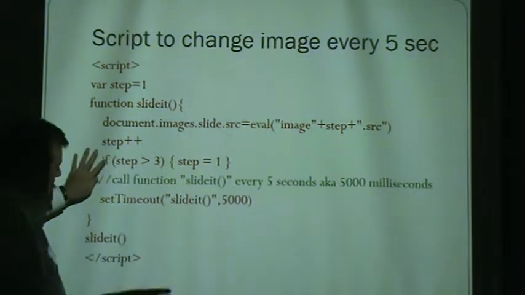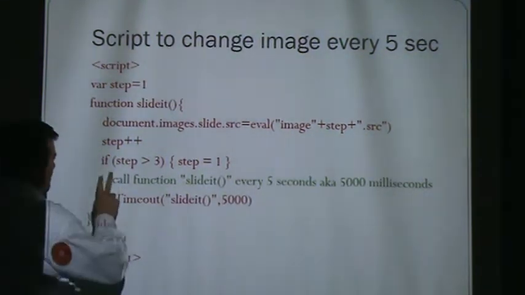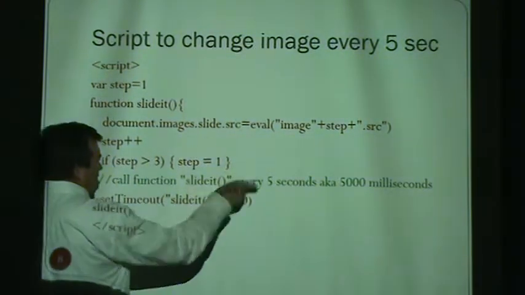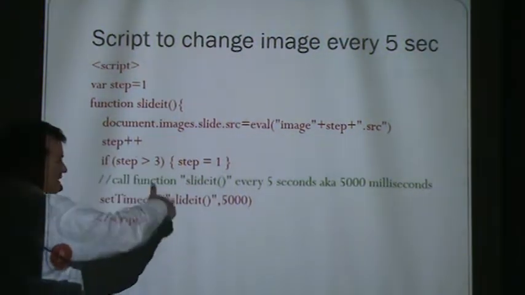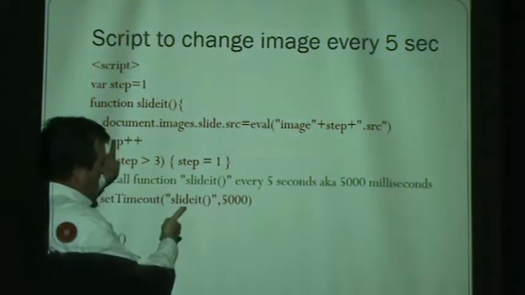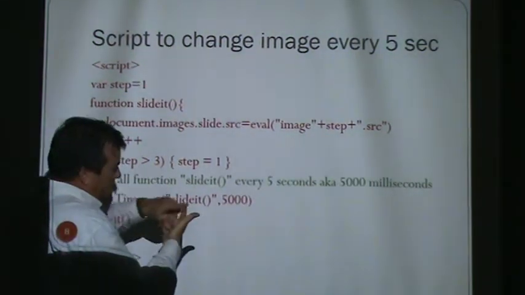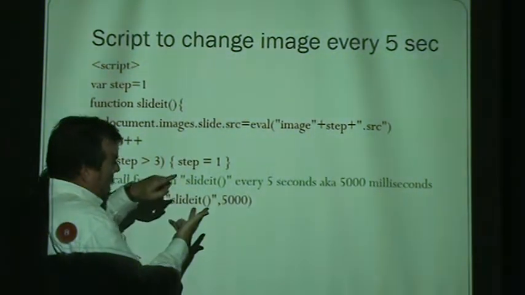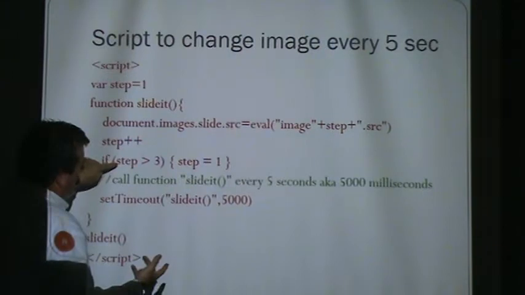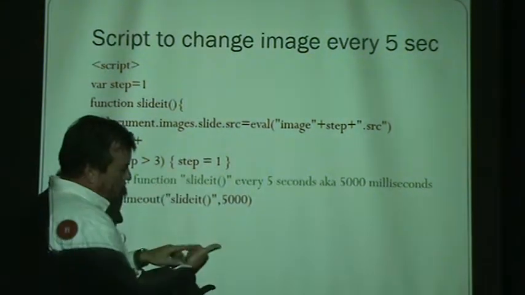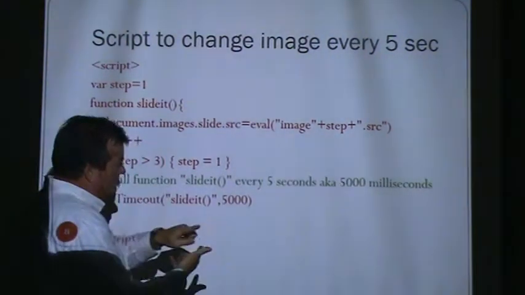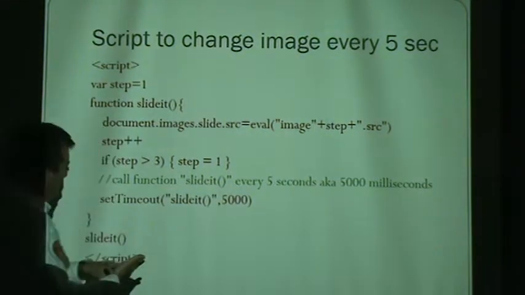And let's say we have 3 pictures, we want to keep it simple. So if step goes greater than 3, we'll set it back to 1. So step's going to go from 1 to 2, from 2 to 3. Then when it goes from 3 to 4, we're going to set it back to 1. So it's really going to go 1, 2, 3, 1, 2, 3, 1, 2, 3.